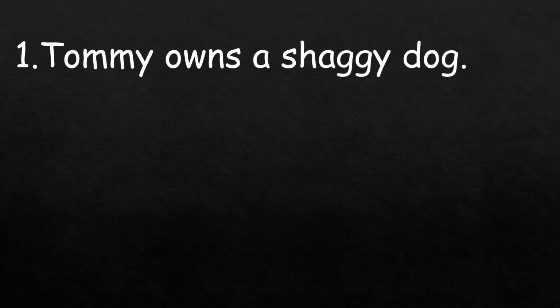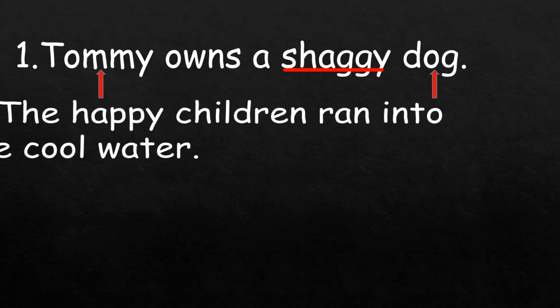Here we have some sentences and we are going to locate the adjective. Tommy owns a shaggy dog. Now the first thing you need to do is to locate the nouns or to identify the nouns. So we have Tommy and we have dog. Do we have any word to describe Tommy? No, but the word shaggy describes the dog. So the word shaggy is the adjective.